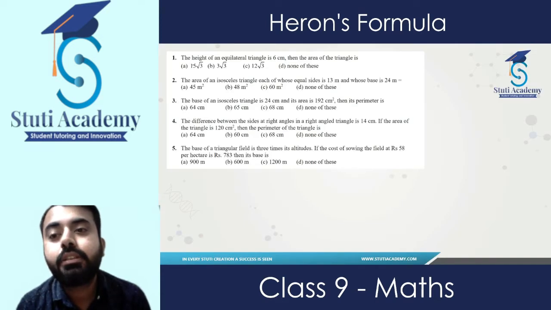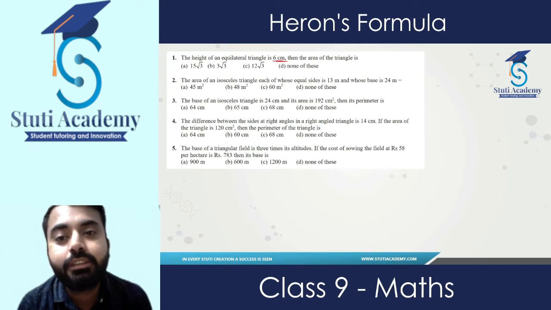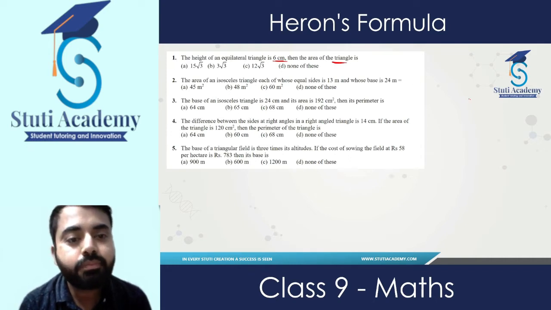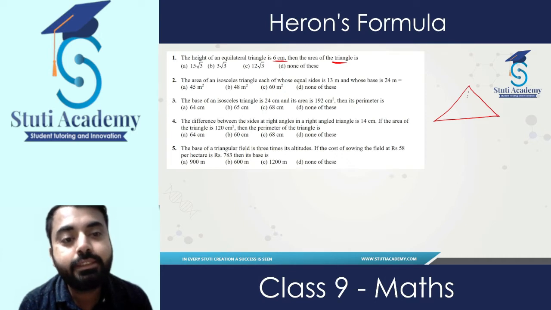The sum is: the height of an equilateral triangle is 6 centimeters. It is given that the height of an equilateral triangle is 6 centimeters. Then the area of the triangle is? If this is my equilateral triangle and this is its height, right?